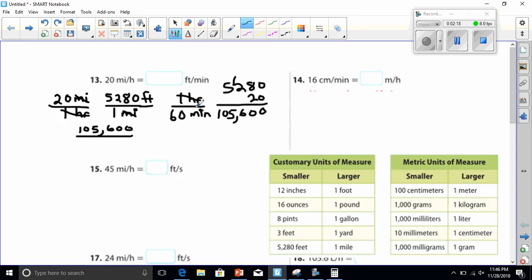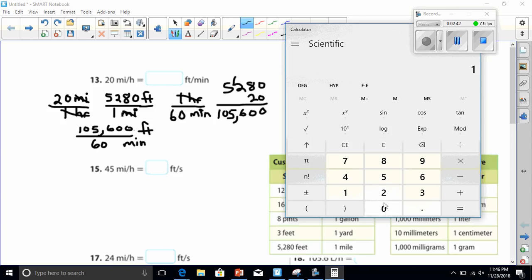And it's going to be over, well, 1 times 1 is 1. 1 times 60 is 60. So it's going to be 60. And we're talking, of course, feet per minute. And now we have to ask ourselves, since every fraction is a division problem, can I simplify that?